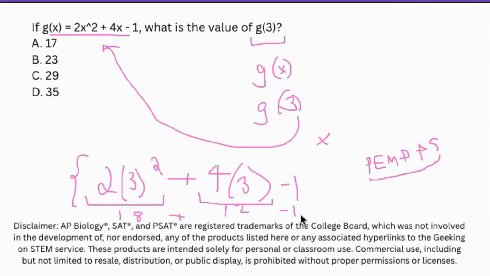Of course, bring down the minus 1. Addition and subtraction, tackle these two first. So you have 18 plus 12 minus 1, and this is going to give you 29. So the answer is C. The reminder here is yes, you are plugging the value of 3, but make sure to break it down and solve with PEMDAS, not depending on the calculator to assume that PEMDAS can solve for you.